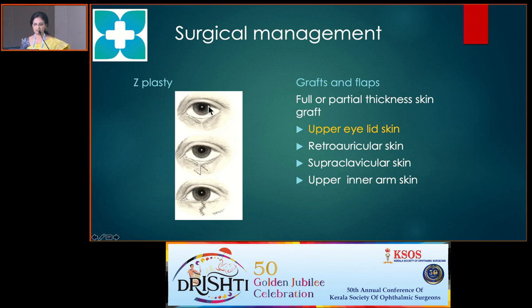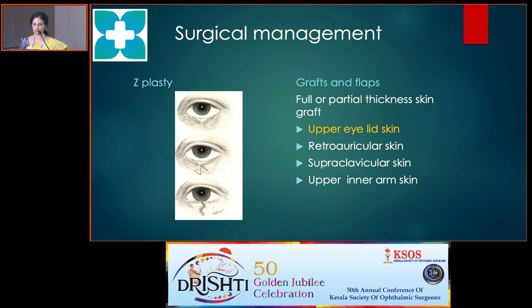Surgical management includes plasty, flaps, etc. So this is a Z plasty. Here the vertical scar is turned into a Z, so that the flaps are reoriented in such a way that the vertical segment is lengthened, which improved his ectropion. If there is a considerable amount of contraction, we have to go for flaps or grafts. Either full thickness or partial thickness grafts have to be taken.